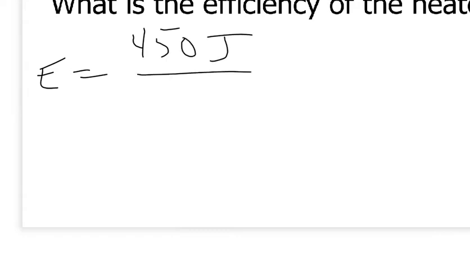All right, let's zoom into this white space we've got right here. Remember, efficiency, I'll just do it as an E. Efficiency is the useful energy output on top. So that's 450 joules in this example, divided by total energy input, and that was 1,000 joules each second. And then we multiply that by 100%.